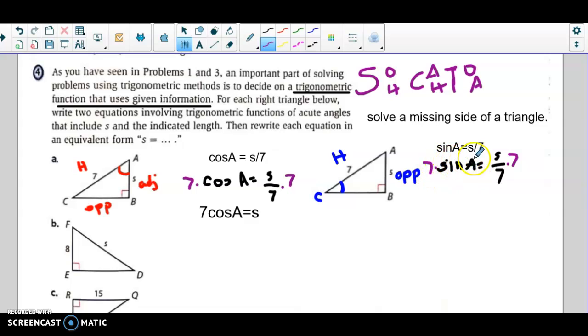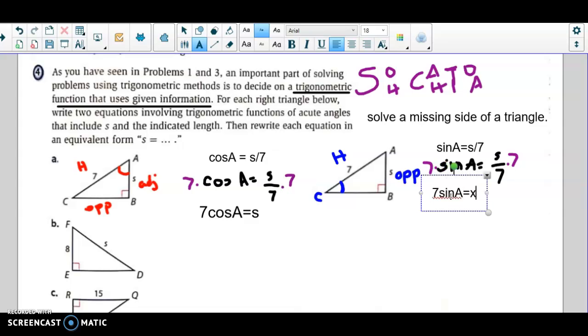So it's 7 times the sine of A, and that would be your answer. It would look like this: 7 sine A equal to S. So those are your two answers.